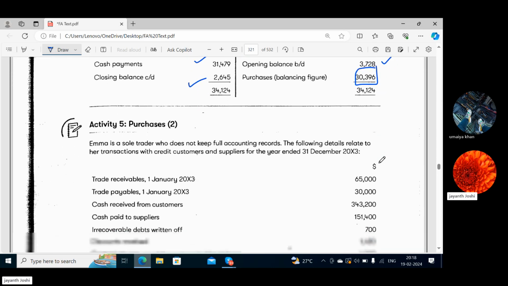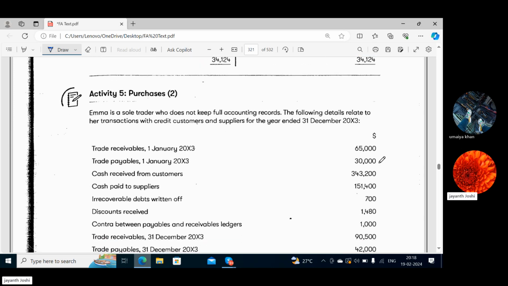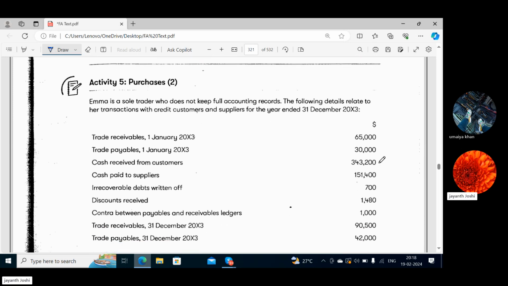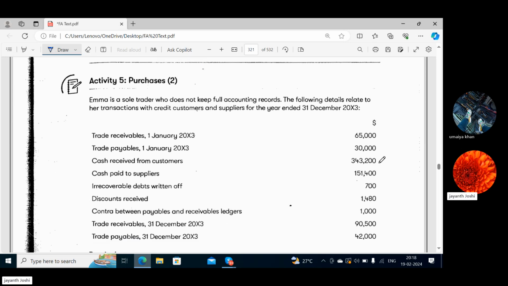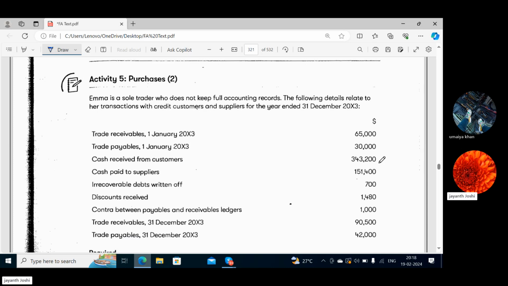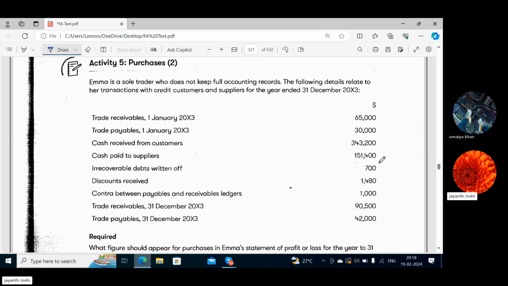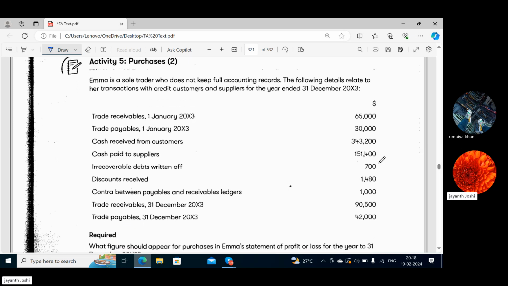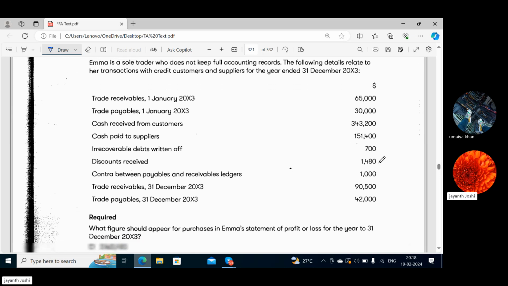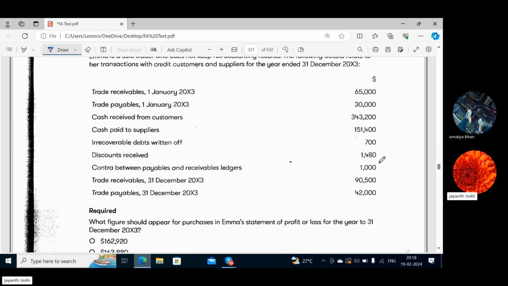Now, another sum is given. Emma is a sole trader who does not keep full accounting records. The following details are with regard to his business. Receivables opening is given, payables opening is given, cash received from customer is given, cash paid is given, irrecoverable debts, discount, contra is given, receivables and payables closing is given. Now, what figure should appear for purchases in Emma's statement of profit and loss? That we have to find. The only figures not given are purchases and sales. They have asked only about purchases, so we don't need to worry about sales.